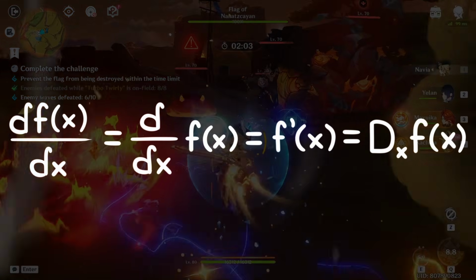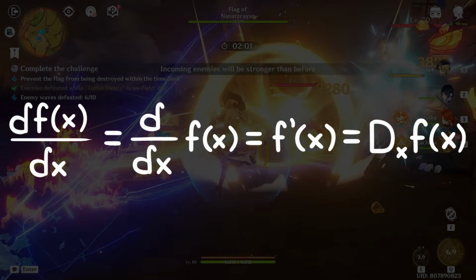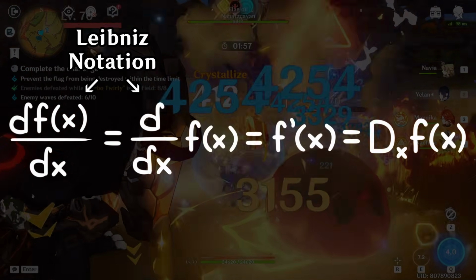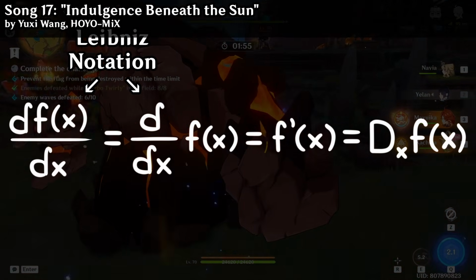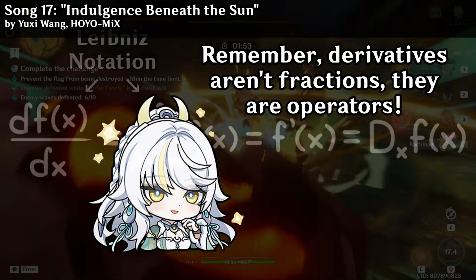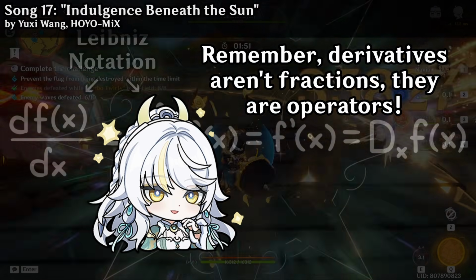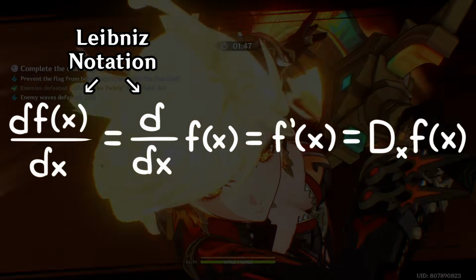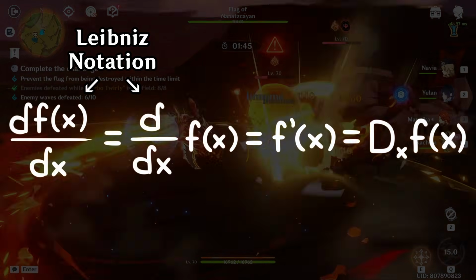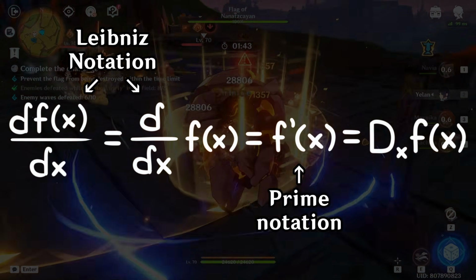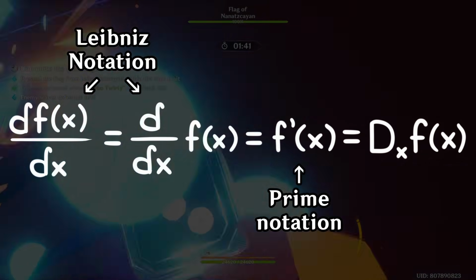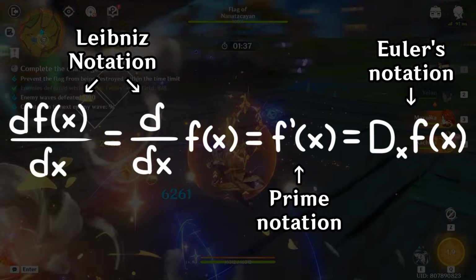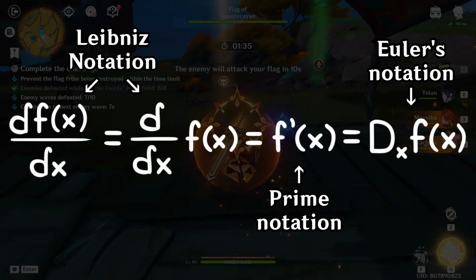There are actually quite a lot of different notations for the derivative, but on screen are the most common ones. First is Leibniz notation, which looks like a fraction, but remember, derivatives are not fractions, they are operators acting on functions. So we often read it as df dx. Another notation is the prime notation, which simply is f prime of x. And the last one is this capital D with a subscript x.